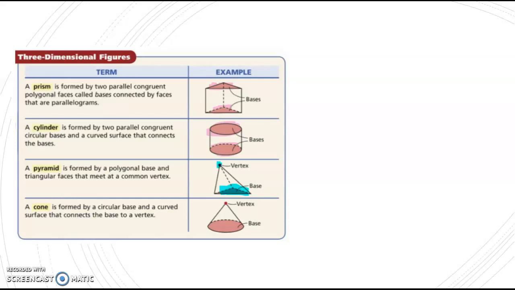And a cone is a shape that has a circular base, and again, meets at a vertex up top, but this time it's connected by curved surfaces, curved sides. The pyramid and the cone are different because the pyramid is formed by polygon sides. The cone is formed by curved sides.